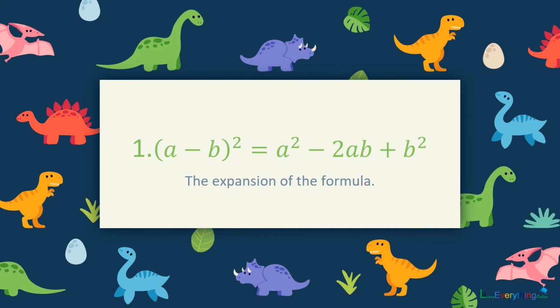(a minus b) the whole square is equal to a square minus 2ab plus b square. Now this is a new formula, new from what we learned before. So the expansion of this formula is a square minus 2ab plus b square. As we learned before, a square is the number squared. In 2ab, there is no sign, which means a multiplication sign. So 2 into a into b, plus b square, that is the number b squared.